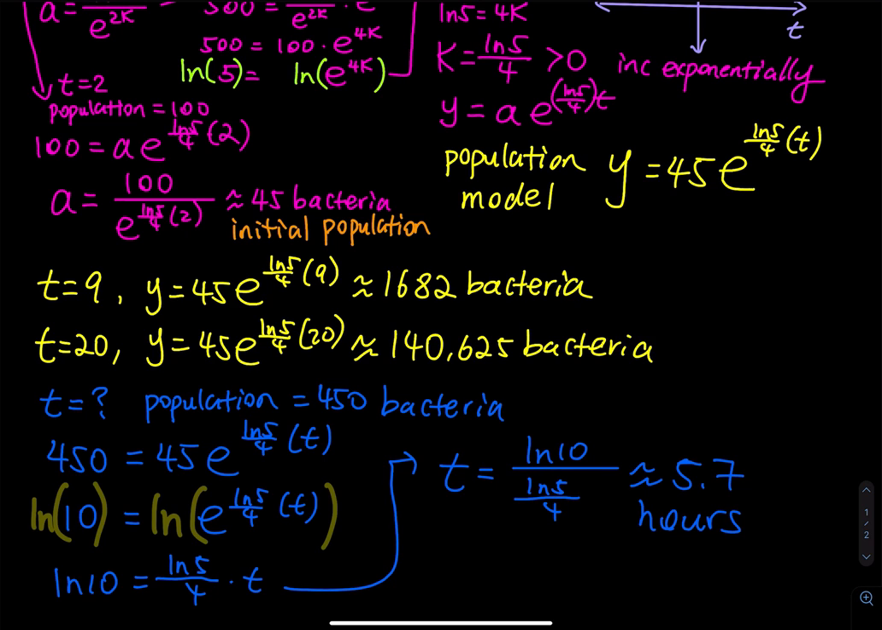All right, so once again, the summary is the hardest part is you have to set up the population model. After you set it up, you can answer all kinds of questions. They give you the t, you plug it in, you find what the population is, or the other way, they give you a population and then ask you to solve for t.